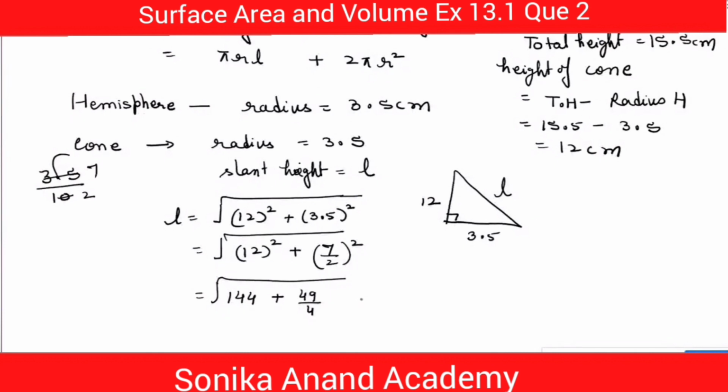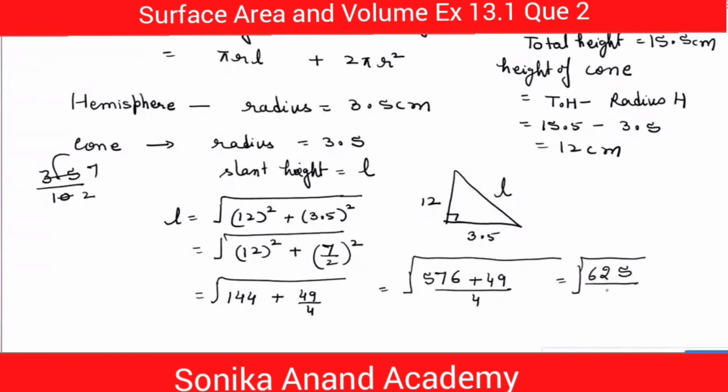Now we take the LCM. 4 fours are 16, 4 fours are 16 and 1 is 17... 4 ones are 4, plus 49 by 4. Now when we add up, we get 625 by 4. Now do you know what is the square root of 625? I will tell you, it is 25. And for 4 we have 2. So 25 by 2 is the value of the slant height.